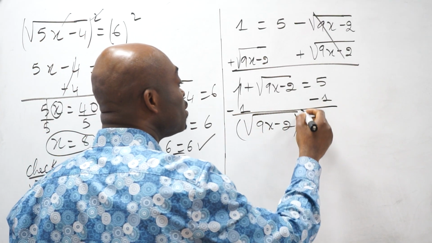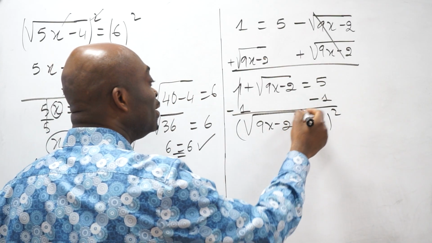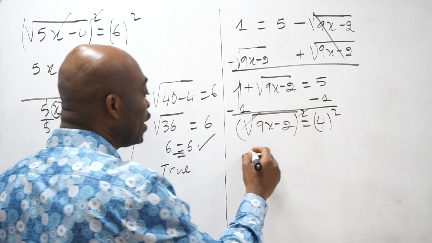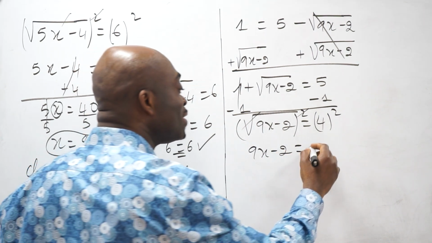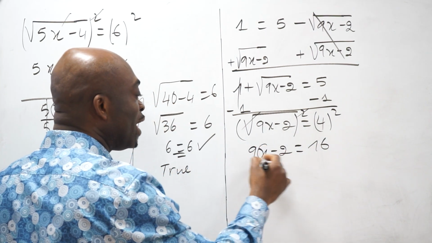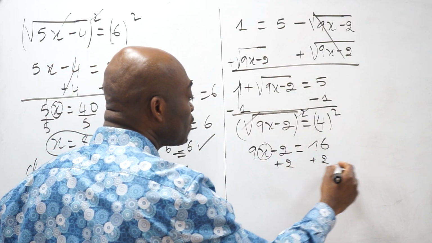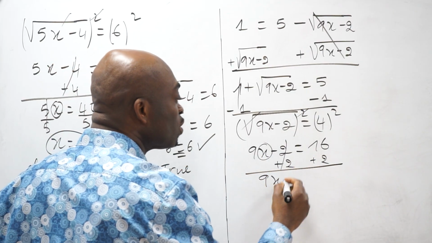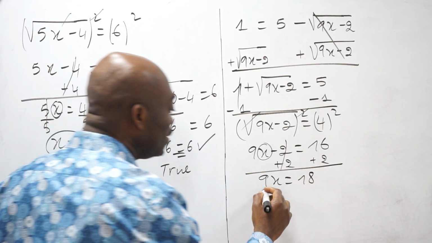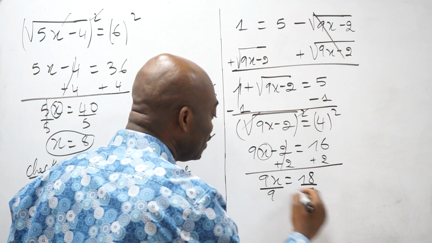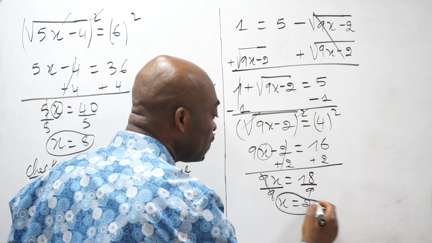So now we can just do what? Take the square of both sides. And once we do that, these cancel out, and you end up with 9x minus 2 equals what? 4 times 4 is 16. So we're solving for x, which is our target. So we've got to do plus 2 on both sides. We have 9x equals what? 18. And ladies and gentlemen, dividing by 9 and 9, we end up with x equals 2.